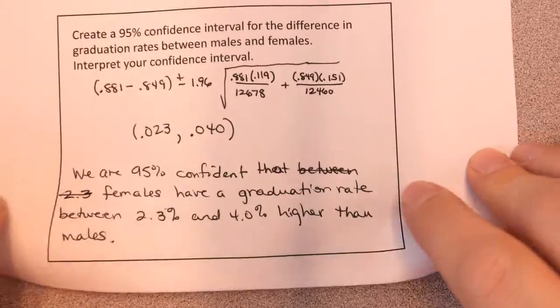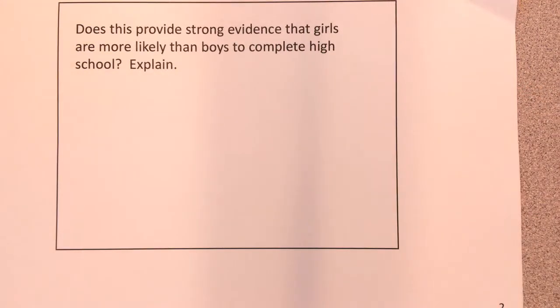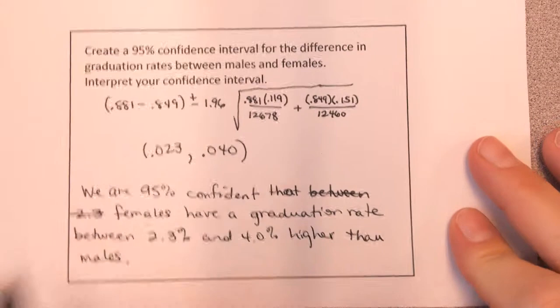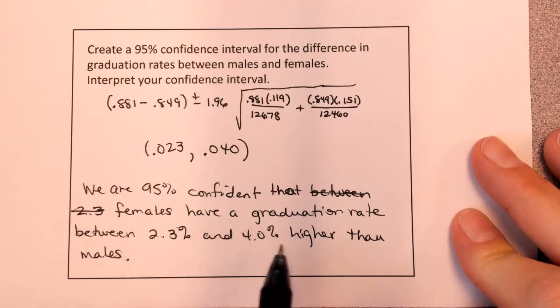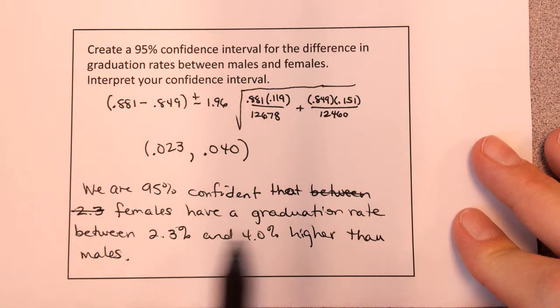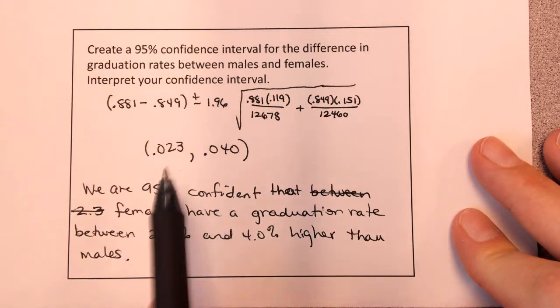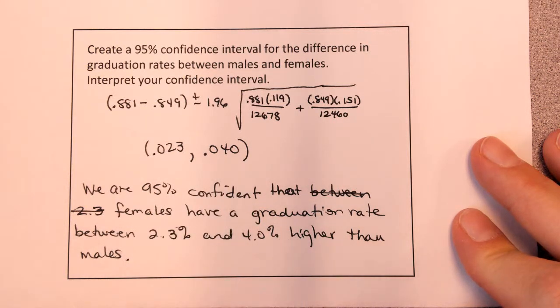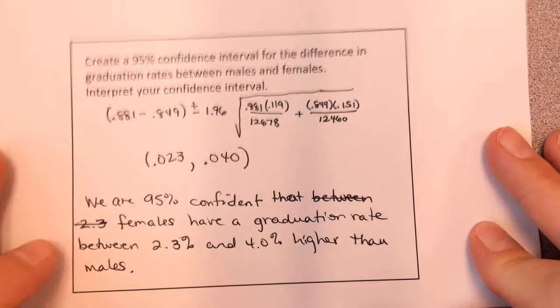All right, there's one last little question at the next slide that says, does this provide strong evidence that girls are more likely than boys to complete high school? Well, it's all positive, right? 2.3% to 4% higher. So if it were negative, it would have meant boys had a higher rate. If 0 were in there, it would have been inconclusive. But since the whole thing is positive, then that actually is some evidence that it's a little bit higher. Not a whole lot, but a little bit.